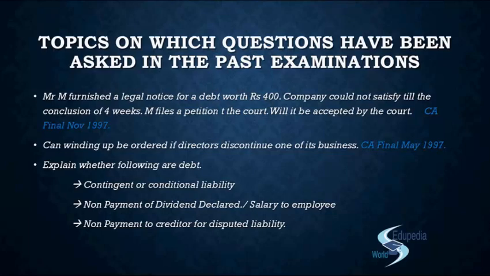So contingent and conditional liabilities are not debt because they are still not liabilities. They will become liability on the occurrence of that condition or on fulfilling of some facts. That is contingent. Non-payment of dividend becomes your debt as soon as you declare it. That will be debt, but non-payment of salary will not be debt. And non-payment of creditor for disputed liability will not be debt unless and until the dispute is cleared. If it is in favor of the creditor, it would be debt. If it is against the creditors, then it's out. You don't have to pay anything.